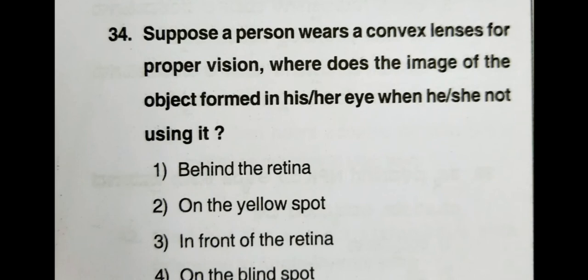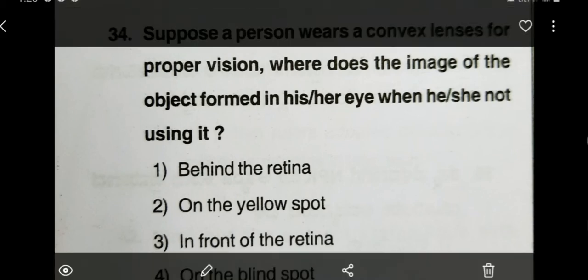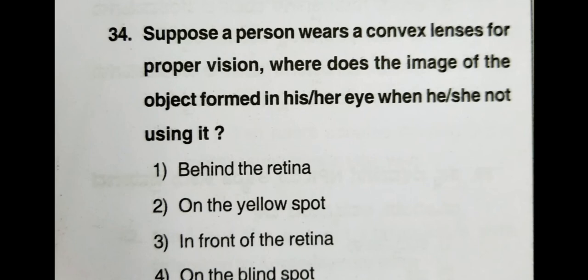Suppose a person wears convex lenses for proper vision. Where does the image of the object form in his or her eye when he or she is not using it? When they are not using it, obviously the image is formed behind the retina. When they start using the convex lens, it helps to form the image on the retina. Defective people always have the image behind the retina.